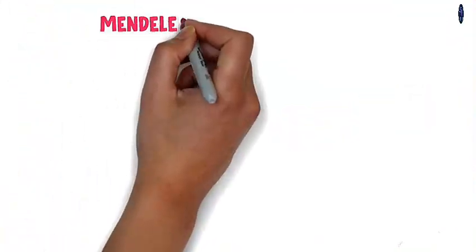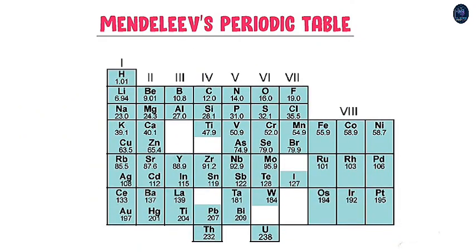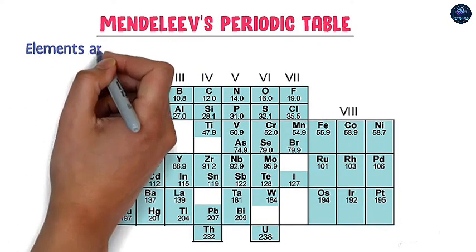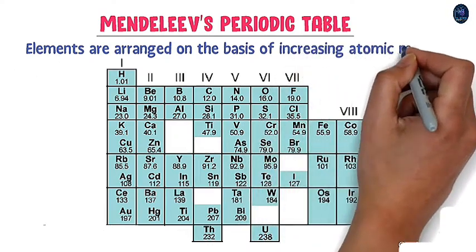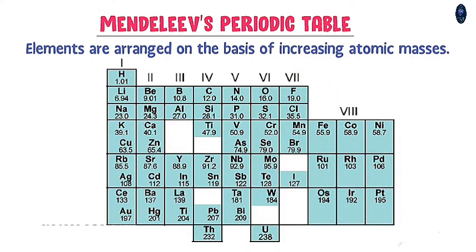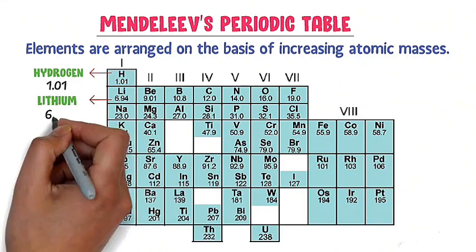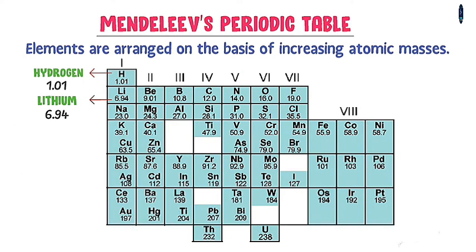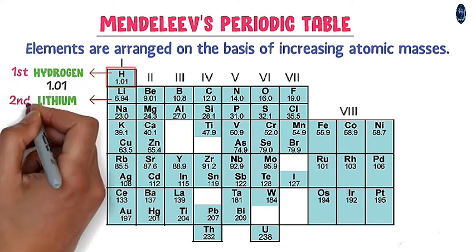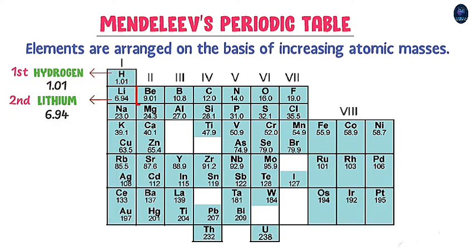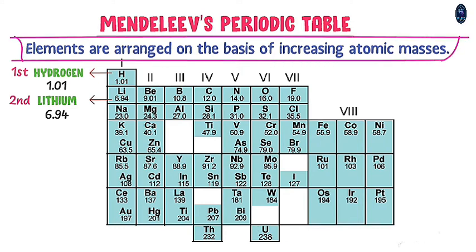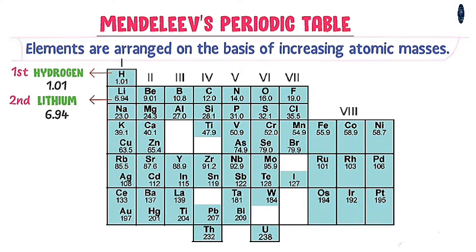Firstly, let me quickly revise the Mendeleev's periodic table which we have learned in the previous lecture. We know that in the Mendeleev's periodic table, elements are arranged on the basis of increasing atomic masses. For example, the atomic mass of hydrogen is 1.01. The atomic mass of lithium is 6.94. So Mendeleev firstly placed hydrogen, secondly he placed lithium, and thirdly he placed beryllium. Note down that in the Mendeleev's periodic table, elements are arranged on the basis of increasing atomic masses.